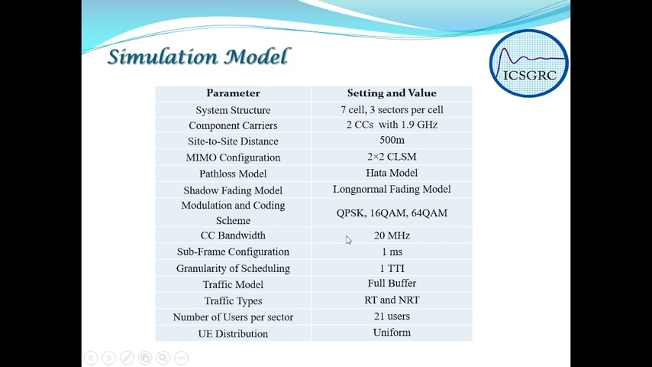Also the component carrier bandwidth is 20 MHz. Traffic model is full buffer, traffic type is real-time and non-real-time, the number of users per sector is 21 users, and the user equipment distribution is uniform.